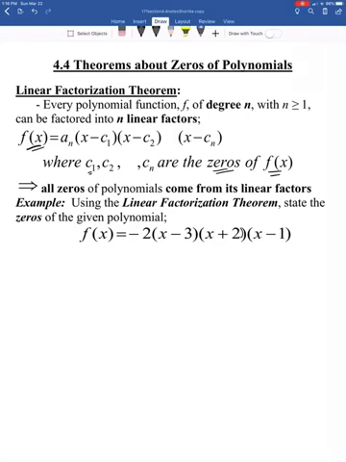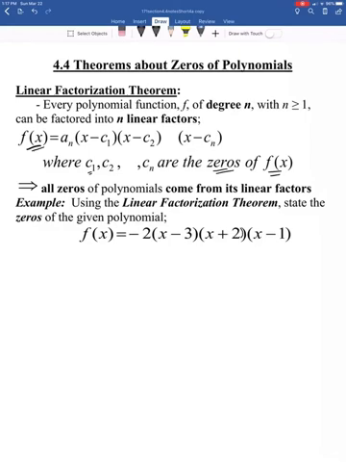All right, let's take a look at polynomials. Continuing on here in our discussion of polynomial functions, we're looking here at the linear factorization theorem, and it states that every polynomial function, say f of x, g of x, h of x, whatever polynomial function we're looking at, that has a degree of n.